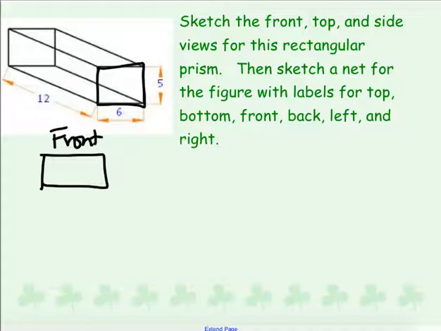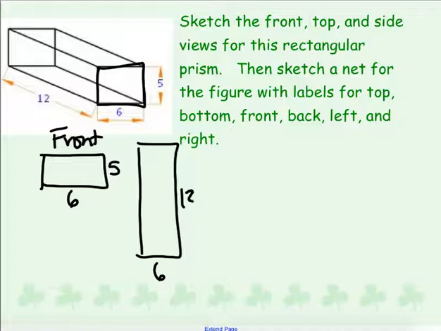would just be that small rectangle that is 5 by 6. Because if we were to look at this straight on the front, that's all that we would see. The top view is a longer rectangle where we would say this is 6 and this is 12. We're looking at a bird's eye view of this, so long top rectangle. And a side view is going to be also long and thin, but in this case I have 12 by 5. I can see the height of this figure and the length of it.